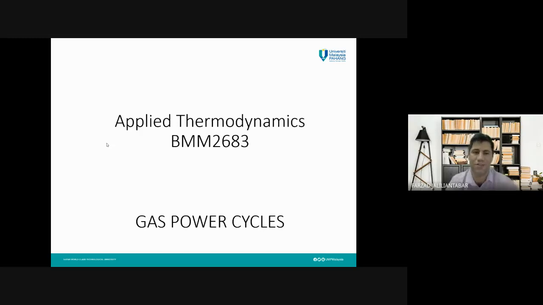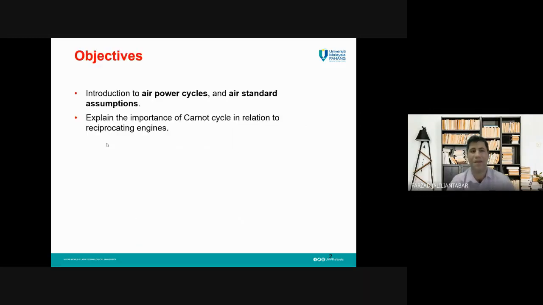Welcome back to another session for Applied Thermodynamics. Today we are going to continue our discussion about the gas power cycles. In the previous session, I started to introduce some basics about the gas power cycle.